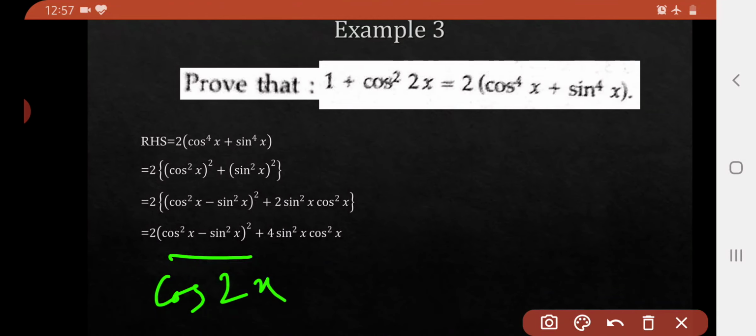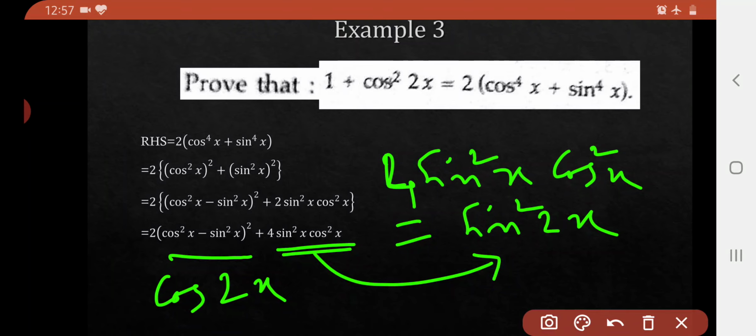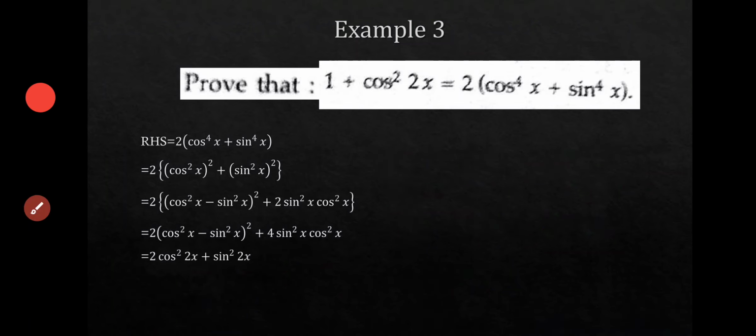And twice of sine x cos x is your sine 2x. So therefore sine square 2x will become 4 sine square x cos square x. So therefore this part is your sine square 2x. So therefore we can write all these. After doing the changes, this is what you have: 2 cos square 2x plus sine square 2x.